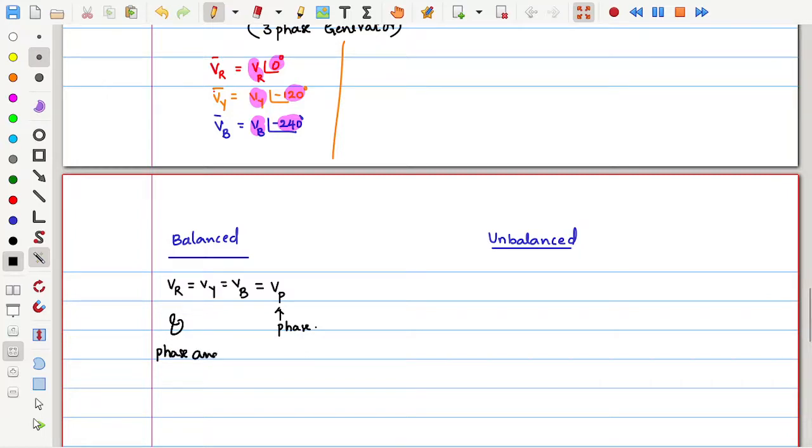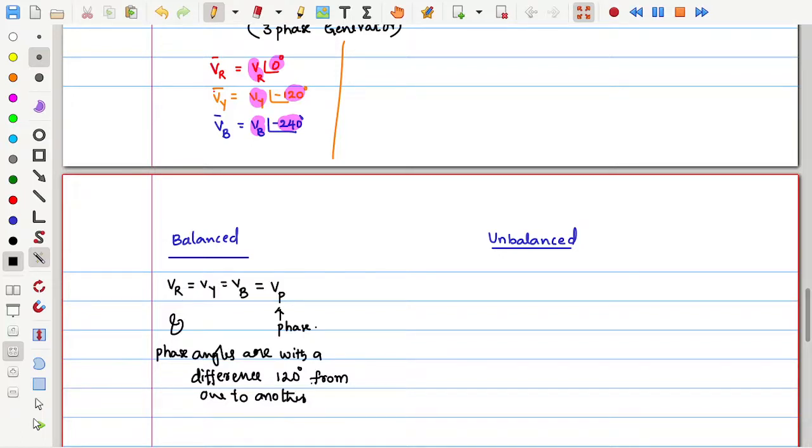and phase angles with a difference of 120 degrees from one to another. So this you should understand.